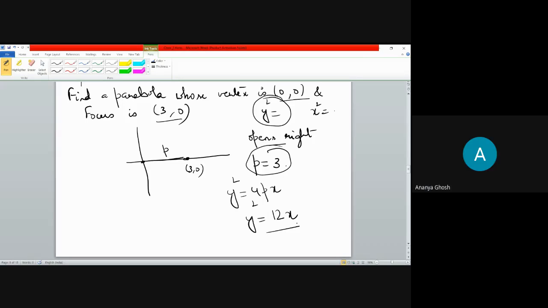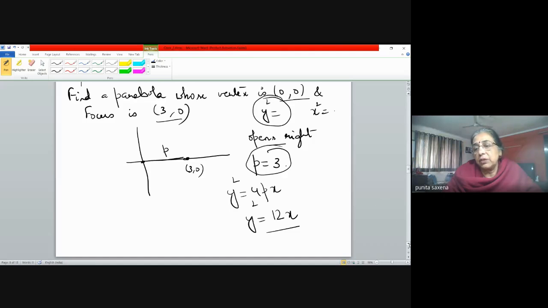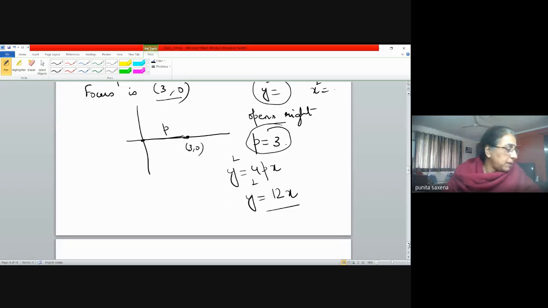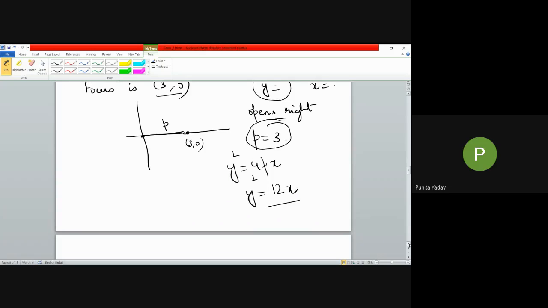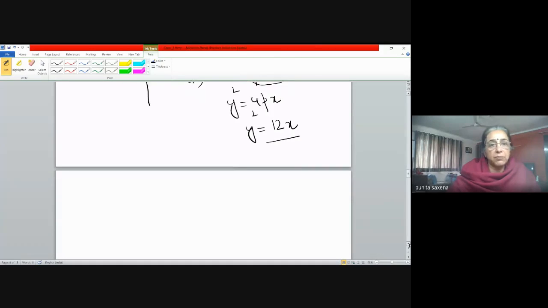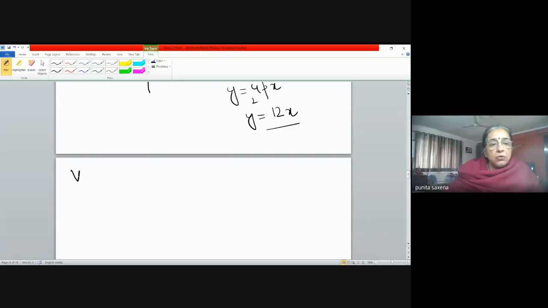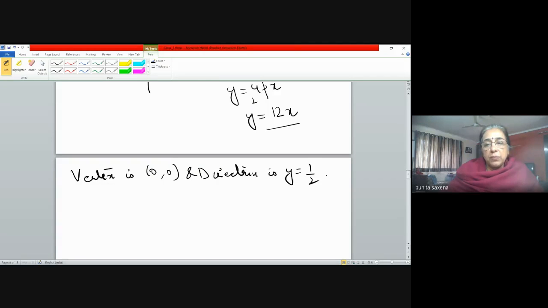ठीक है? Yes, ma'am. So whether you are given an equation and you are asked to sketch a parabola, or you are simply given the details about the parabola, you can write down the equation also. Is this clear? Yes, ma'am. Okay, supposing, अच्छा ये तो हमें focus दिया हुआ था. Okay, say supposing you have to find a parabola whose vertex is 0 0 and directrix is the line y equal to 1 by 2.